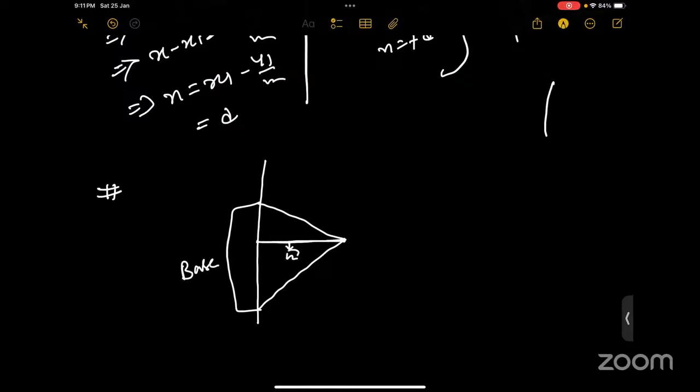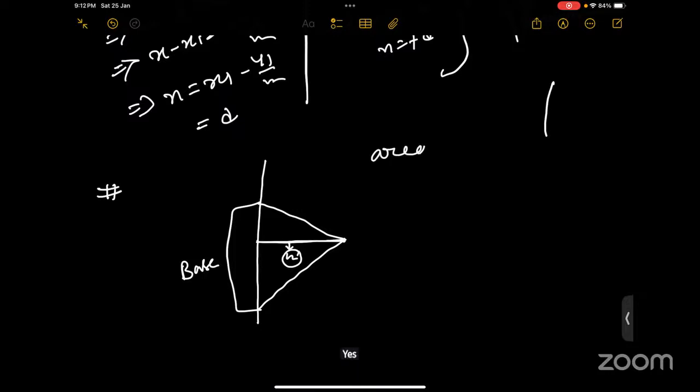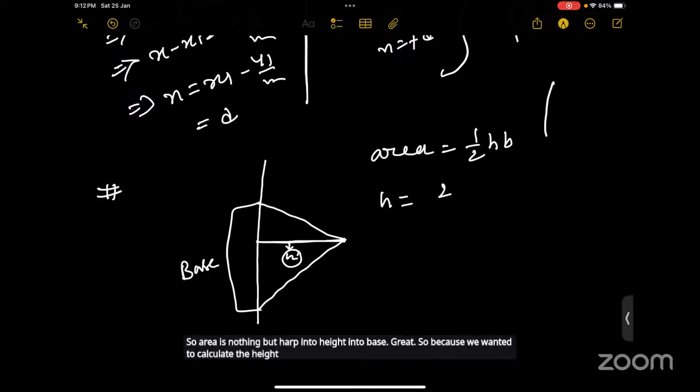And we want to know the height. So once we have the height and base of a triangle, we know how to calculate the area of a triangle, right? Yes, ma'am. So area is nothing but half into base into height. Because we want to calculate the height, height will be 2 into area by base, right?